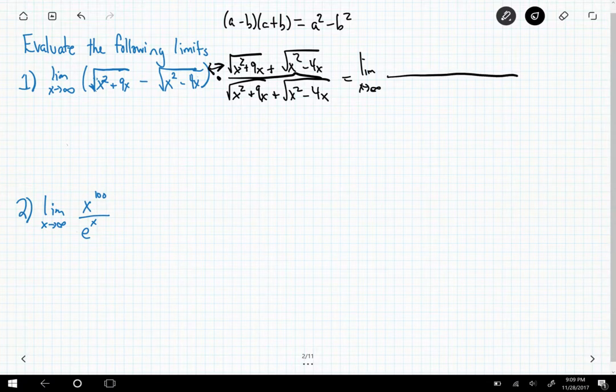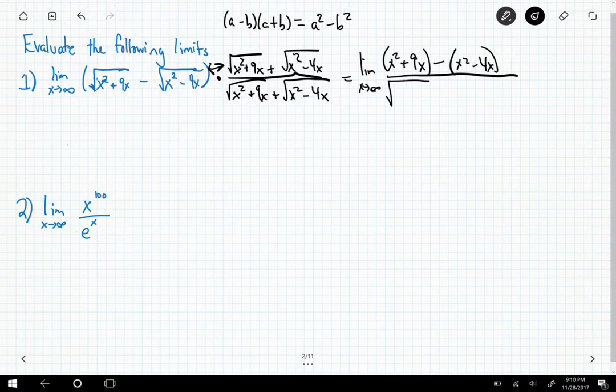So up in the numerator now, we can square that first square root. So when you square that square root, it goes away and you're left with x squared plus 9x. Then minus, you square the second square root, so it gets rid of the square root. So you have x squared minus 4x. That's the whole reason for this conjugation. You're just getting rid of the square roots. That's what makes the problem difficult here. If we didn't have them, it'd be a lot easier to work with.